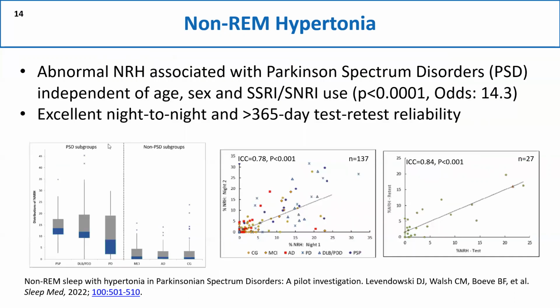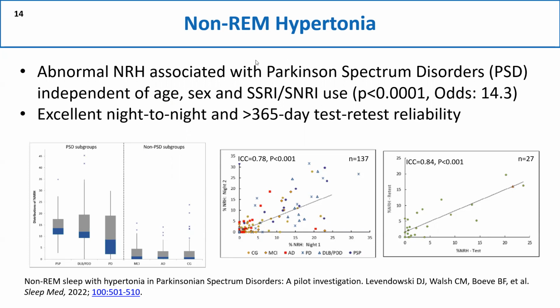We found this initially when we started looking at patients with isolated REM sleep behavior disorder. We developed the algorithm, and then we went back and looked at some of our Parkinson's spectrum disorder groups, thinking that maybe it was associated with the alpha-synuclein group. We did find large amounts of percent time in non-REM hypertonia in the DLB and the PD, but we also found it in progressive supranuclear palsy, which is a tauopathy. So we're not exactly sure of the mechanism of action, although we have a number of studies ongoing to better understand this.